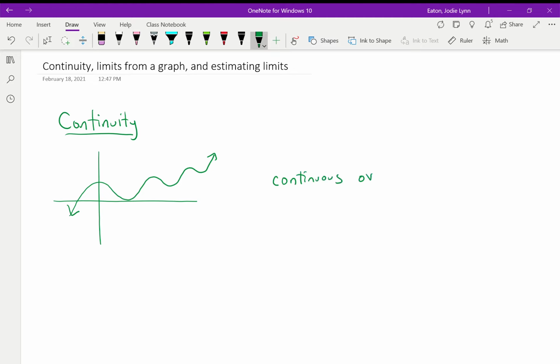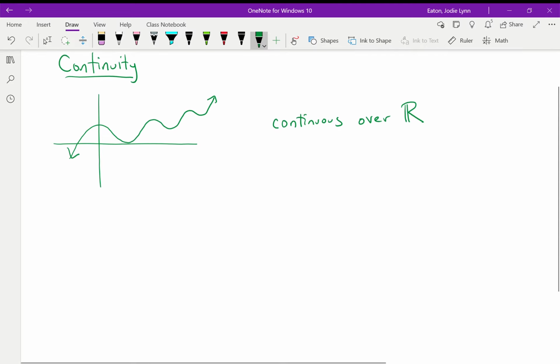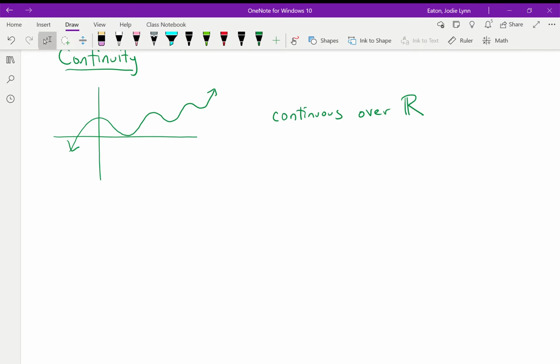So we would call a function that looks like this continuous over the real numbers. Some functions are continuous, but continuous over a restricted domain. For example, y equals radical x is continuous starting at x equals 0, but it does not exist before that.